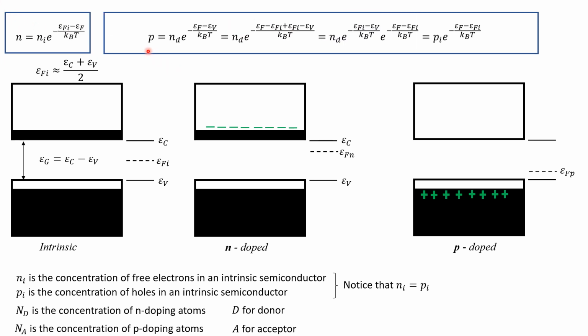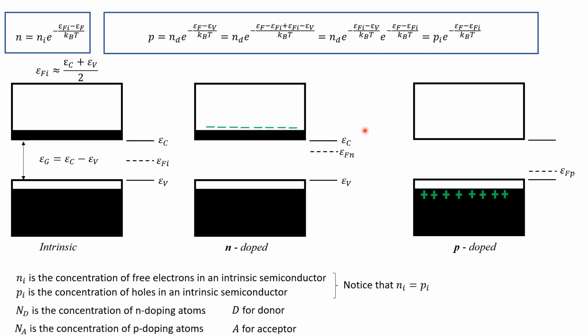Now we can follow the same idea for the concentration of holes. So we add and subtract the Fermi level of an intrinsic semiconductor, break the exponential into two parts, and recognize that this part is the concentration of holes in an intrinsic semiconductor. So we can replace this term with pi, and we have an expression for p in terms of pi.